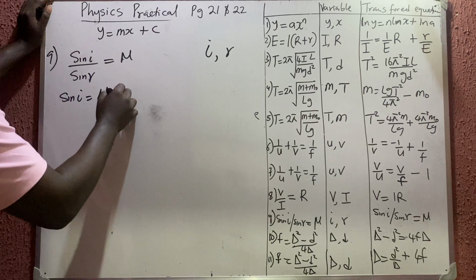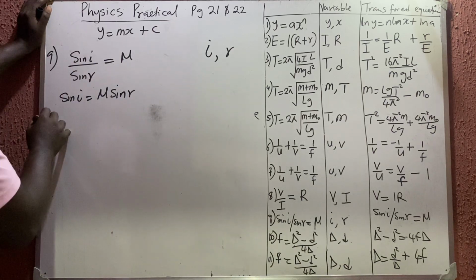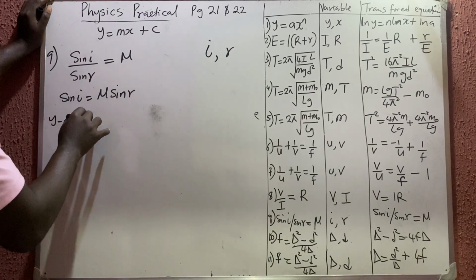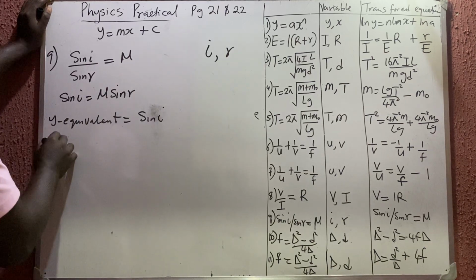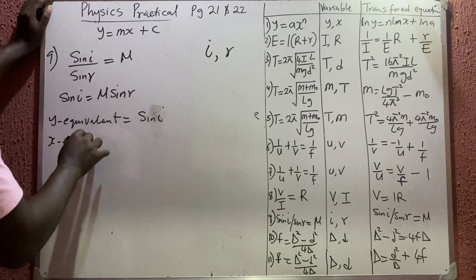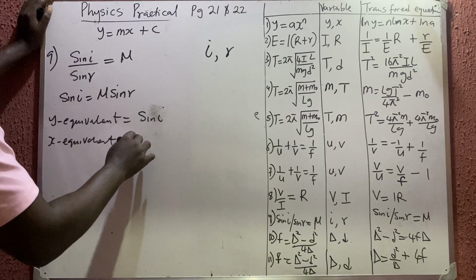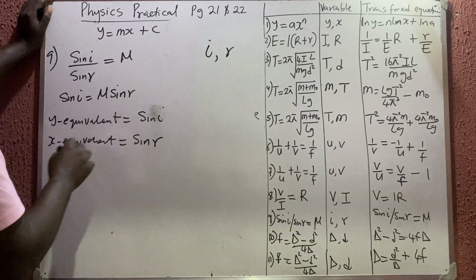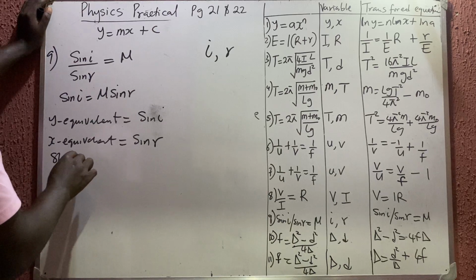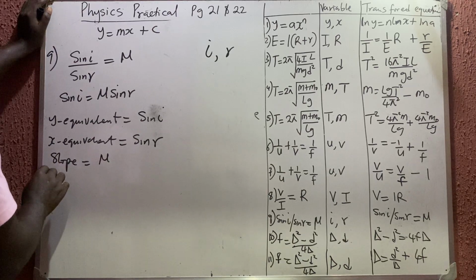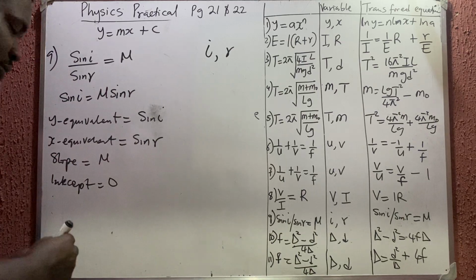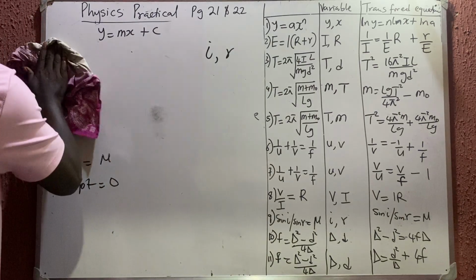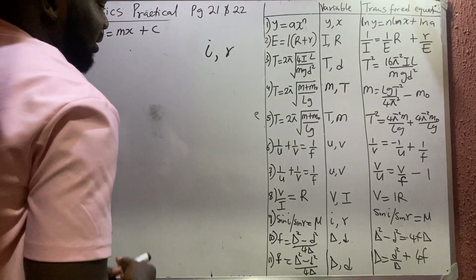So obviously our y equivalent is sine i, while our x equivalent is sine r. Then our slope is equal to mu, while our intercept is obviously 0. So question number 10. All these things are very, very simple.